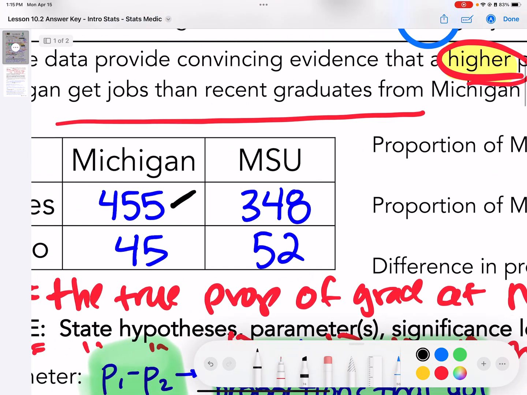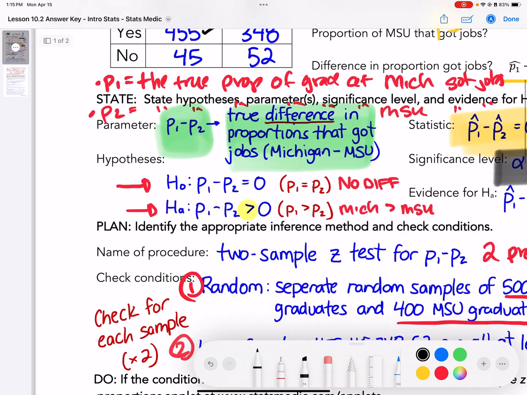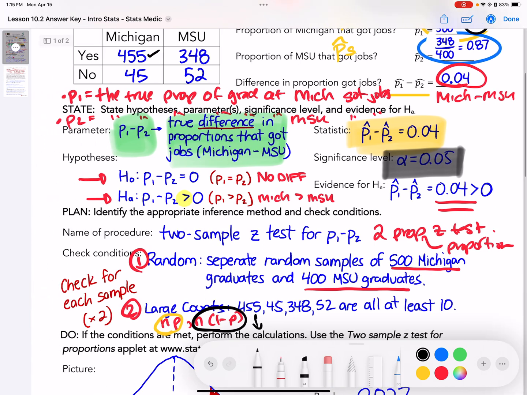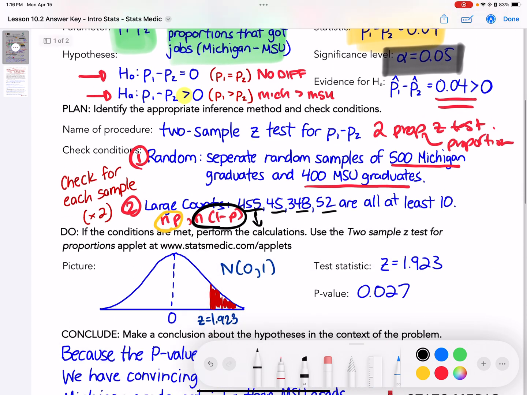Oh, what do we get? 455. So we get the same thing. So anyway, we are just listing all these counts and saying, oh, look, all of my successes and failures from both Michigan and Michigan State are at least 10. So you can just do it that way.